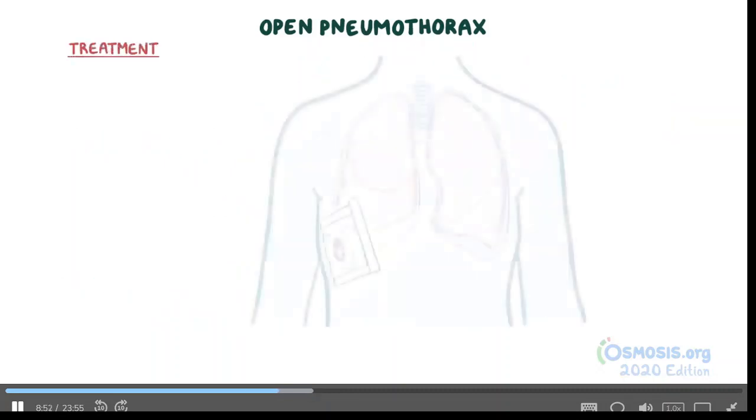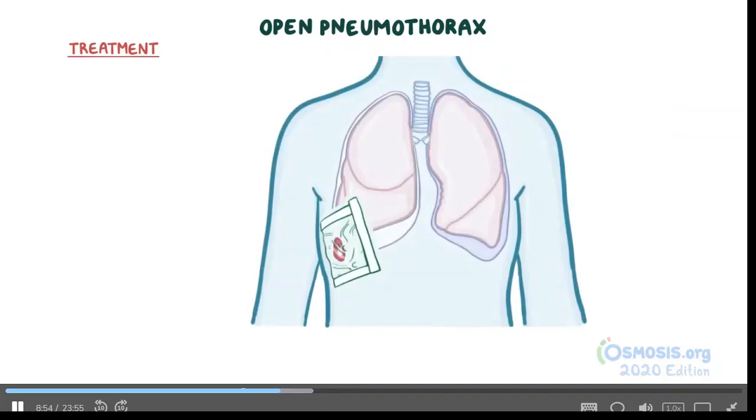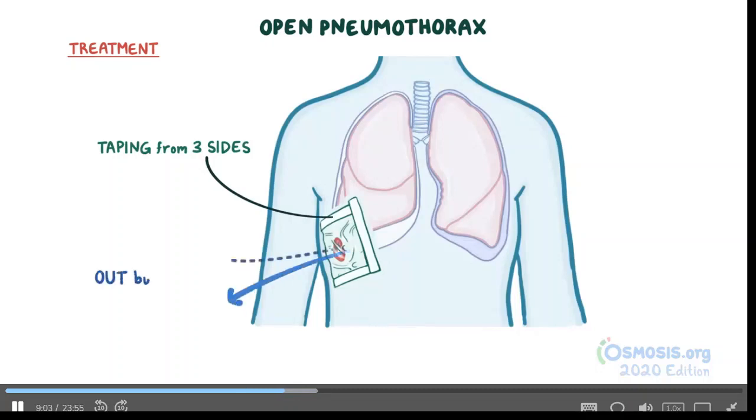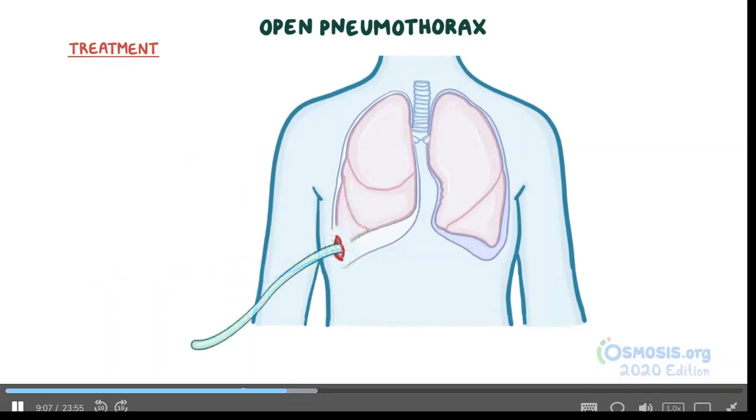Initial management of an open pneumothorax is applying dressing over the wound and then taping it from 3 sides, leaving one side open. This creates a unique valve mechanism that allows air to go out but does not allow air in. Eventually, a chest tube needs to be inserted and the wound needs to be repaired.